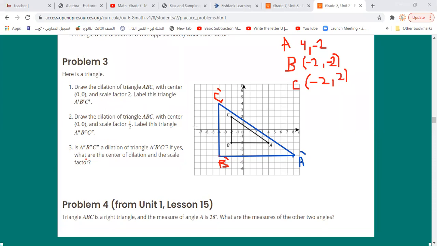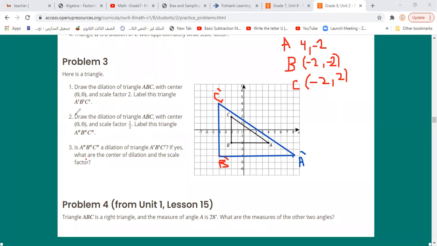Let's continue. The second one, he wants to dilate the original triangle now, and the scale is half, right? Then we want to prepare the ordered pairs for the new triangle. Half means we can divide by 2. Then A double prime will be, the scale is half. How do we multiply by half with the pre-image or the image?